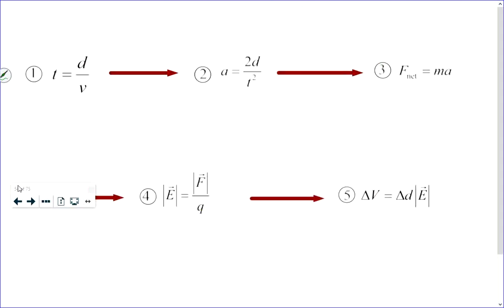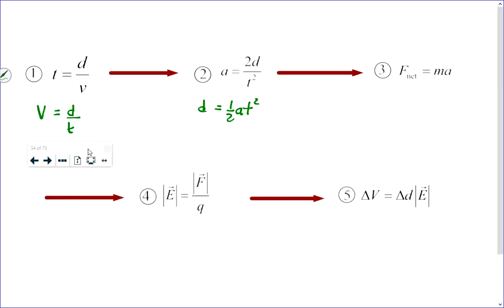You need to calculate the time first. And by the way, I've rearranged your speed formula. It's v equals d over t. You need to use d equals a half at squared to find acceleration, and that's rearranged. Once you know the acceleration, you can find the force. Once you know the force, you can find the field. Once you know the field, you can find the voltage. And I have all of the numbers up here, and I'm going to let you do the work right now. We'll take 3 or 4 minutes here, 4 or 5 or whatever, and work out the answers.